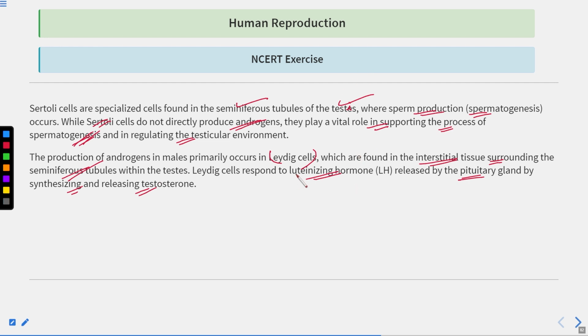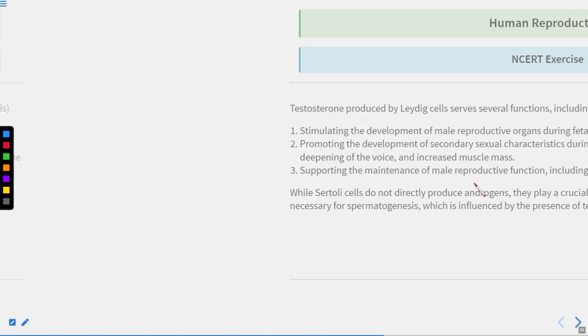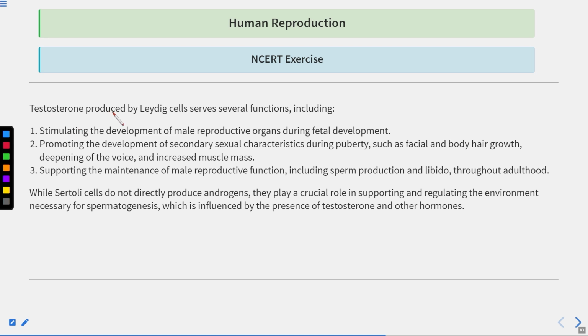So luteinizing hormone stimulates the Leydig cells to secrete testosterone, and luteinizing hormone itself is released from the pituitary gland, which is an endocrine gland. Now, testosterone produced by the Leydig cell serves several functions, including stimulating the development of the male reproductive organ during the fetal development. Next is promoting the development of secondary sexual characteristics during puberty. Third one is supporting the maintenance of the male reproductive function, including sperm production and libido, throughout adulthood.